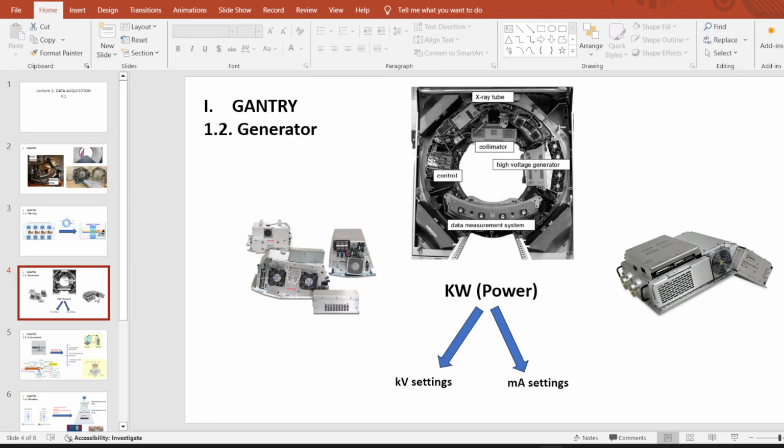Generator, what is it? Simple, my friend. It generates electricity. That's all. But maybe you just don't know electricity, and I want to explain in more detail about that: how electricity from the generator can affect the X-ray beam of the CT. How can it? The reason behind it is simple.